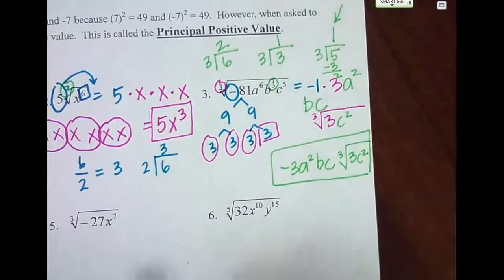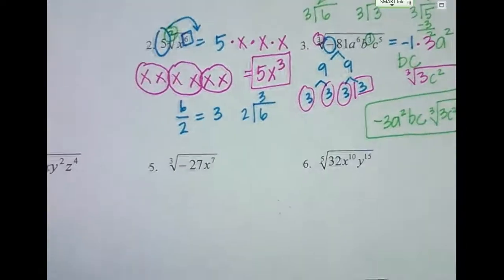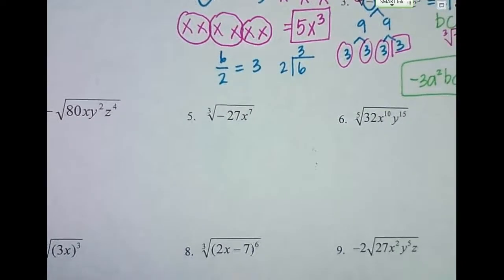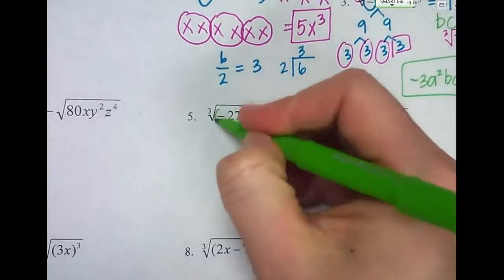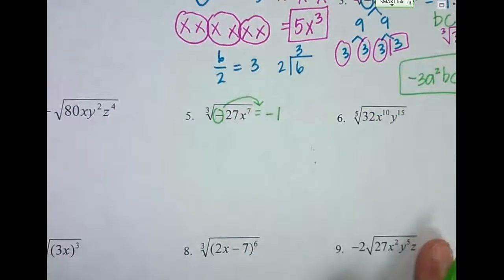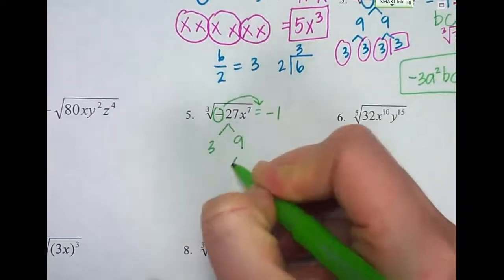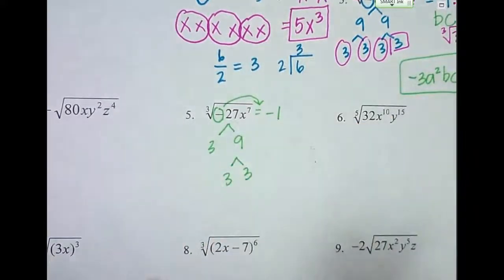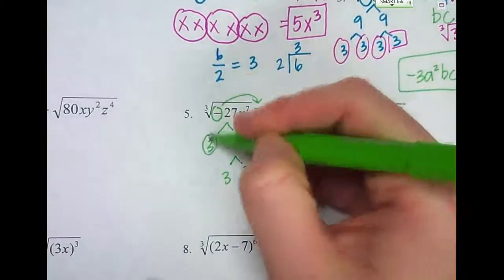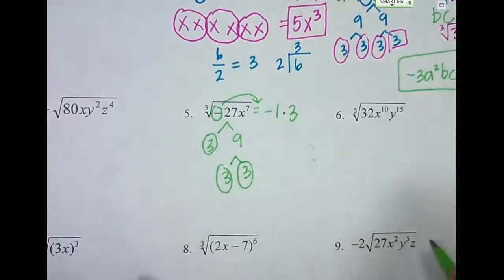Okay, let's do another one because I know it's kind of a tricky subject. We'll look at number 5 with just one variable. So first thing I would do is pull this negative onto the outside. And then let's simplify that 27. So 27 is 3 times 9. 9 is 3 times 3. I'm doing a cube root, so I'm looking for a group of 3's. There's a group of 3. So I put times 3.